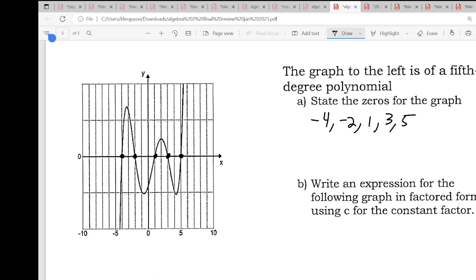So anybody got any questions on that? Those are the zeros for this function. All I did was look for the x-intercepts, these dots here, and I followed the graph.